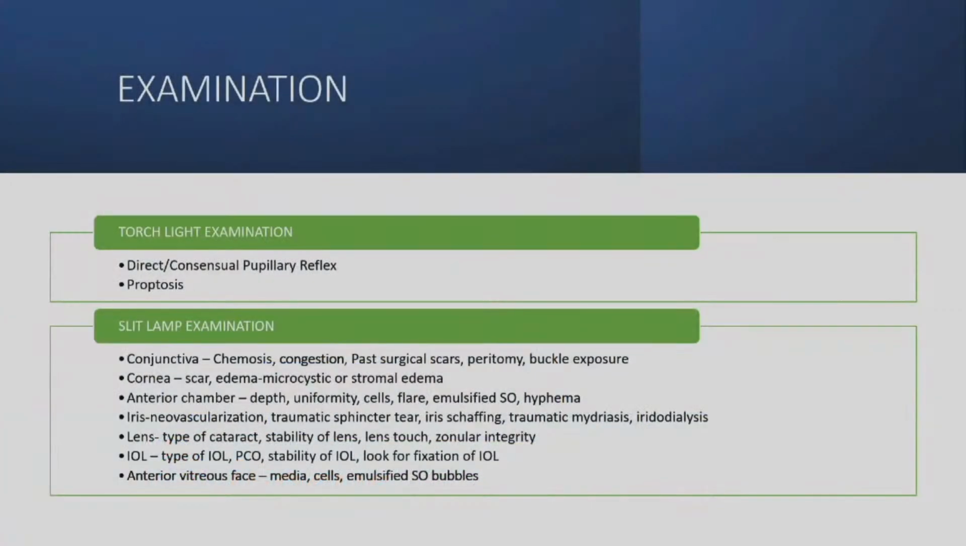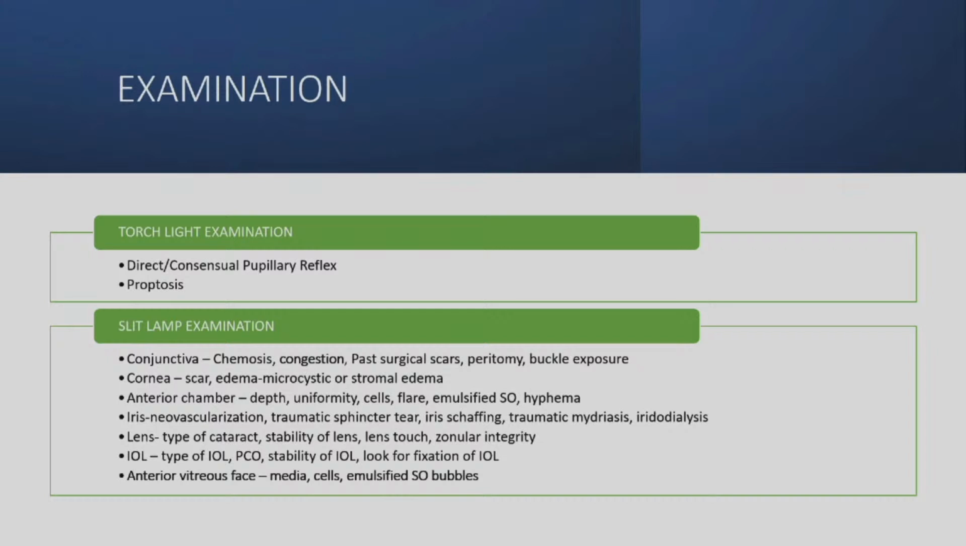If a patient has a history of multiple intravitreal injections, then you have to always look for a lens touch, because if the cataract surgeon is planning his cataract surgery, that is a potential area for a PCR to happen. So you have to look for lens touch for your needle tract injury, and you also have to look for zonular integrity. In case of intraocular lenses, you have to look for the type of intraocular lens, the PCO, the stability of the intraocular lens, and the fixation of the lens.